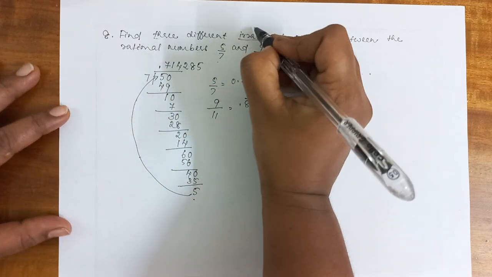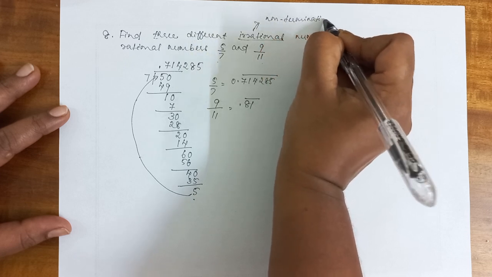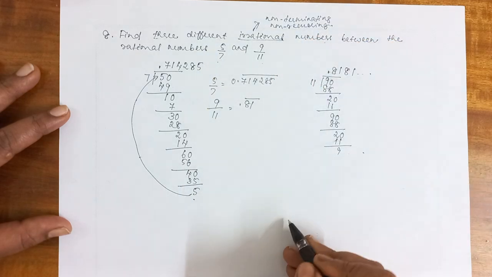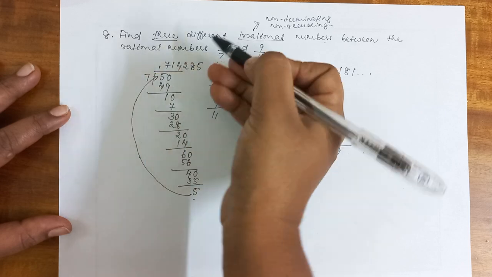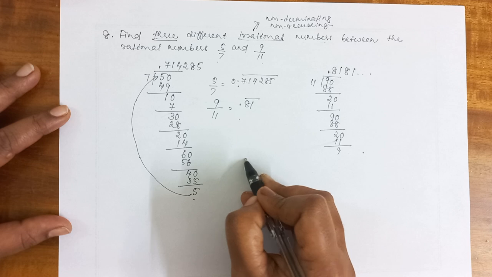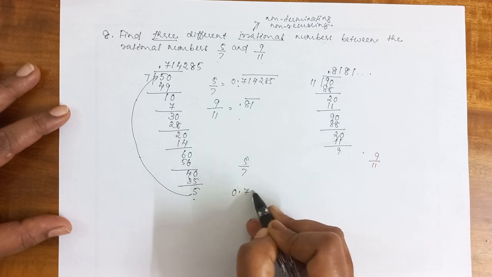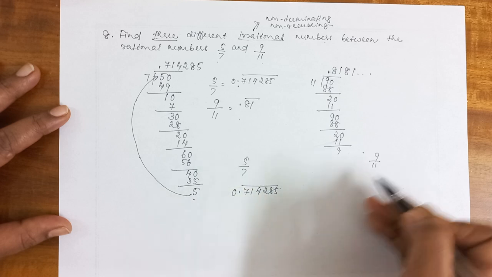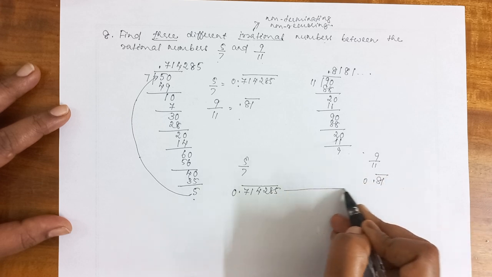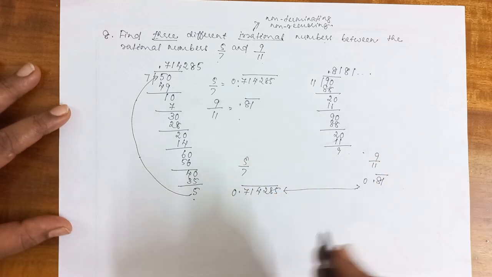So, you are asked to write three different irrational numbers. What is an irrational number? An irrational number is a non-terminating, non-recurring number. Isn't it? So you have to write three different non-terminating, non-recurring numbers between these two numbers. It's easy. That is 5 by 7 and 9 by 11. 5 by 7 is equal to 0.714285 bar and 9 by 11 is equal to 0.81 bar. So you have to write three non-terminating, non-recurring numbers between these two.